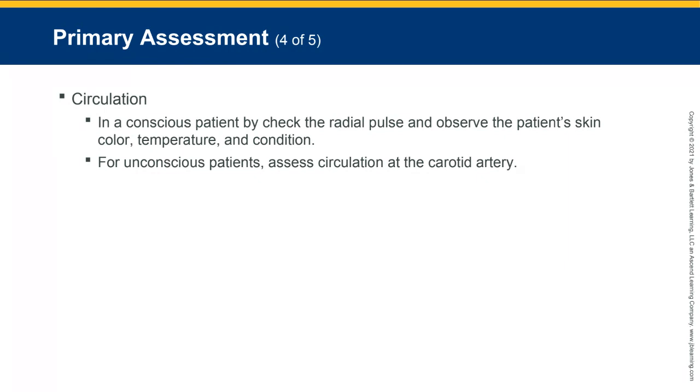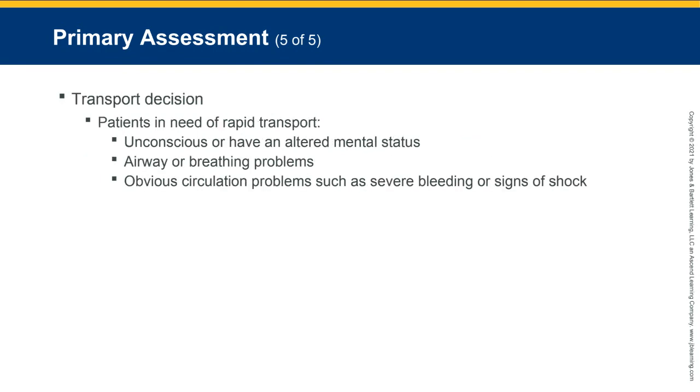So we'll be checking the pulse. We'll be looking at the patient's skin color, temperature, and condition. We will also consider bleeding for medical patients because a medical patient can bleed as well. For unconscious patients, assess circulation at the carotid artery. And with the pulse, we want the rate, rhythm, and strength.